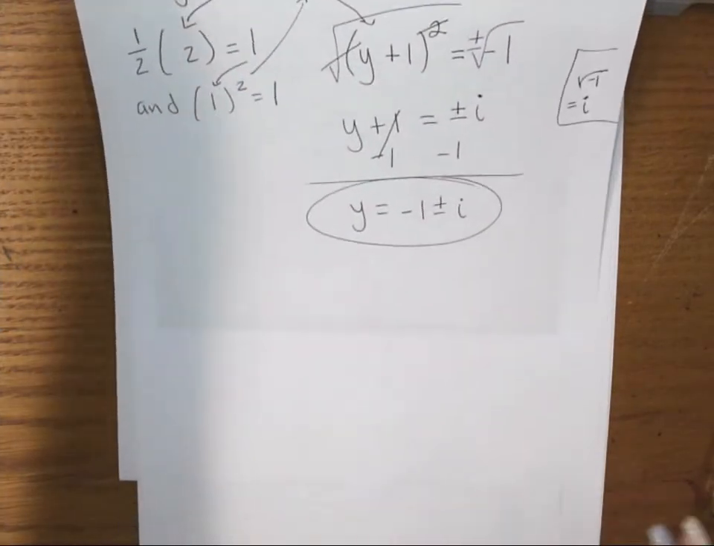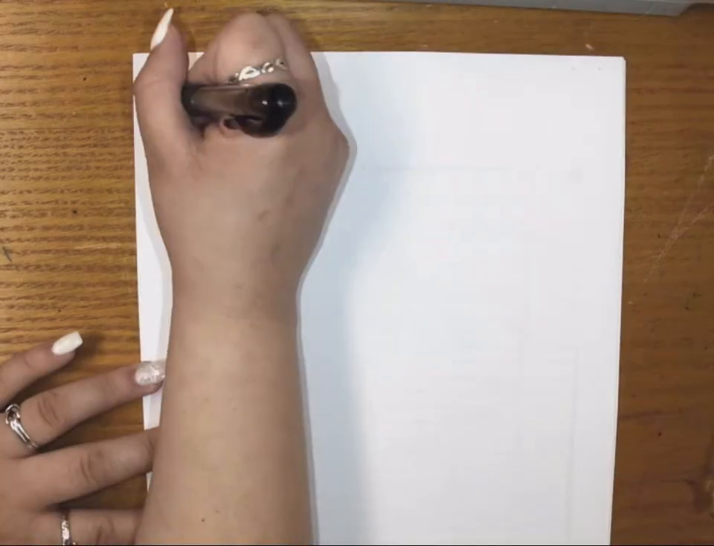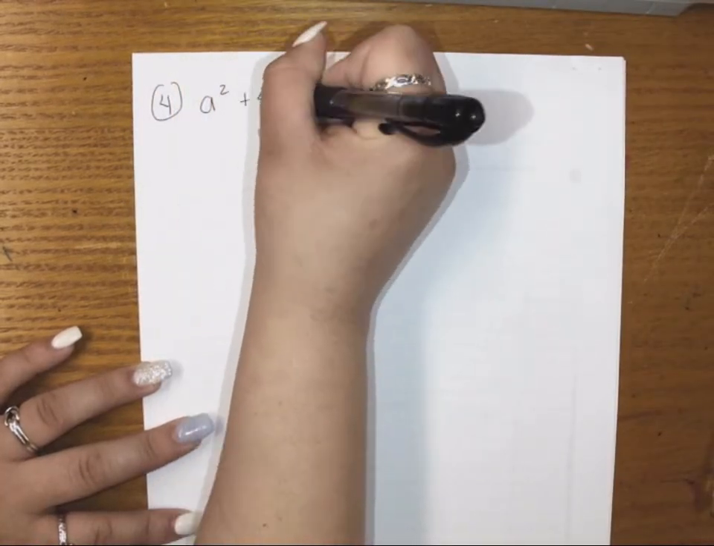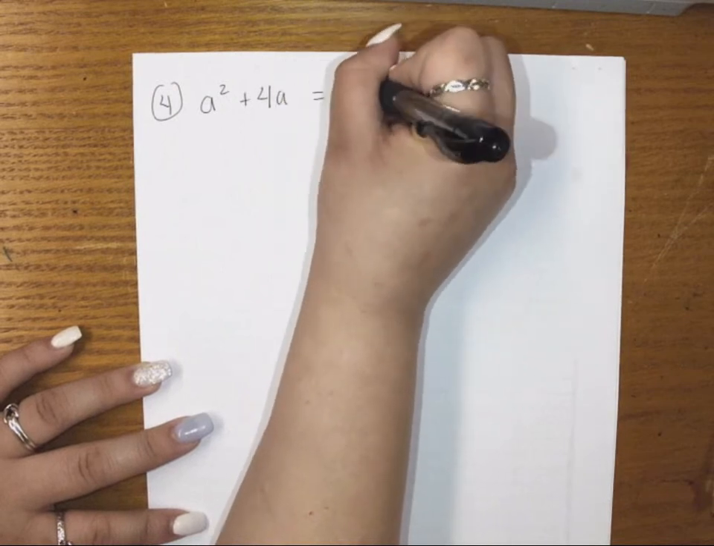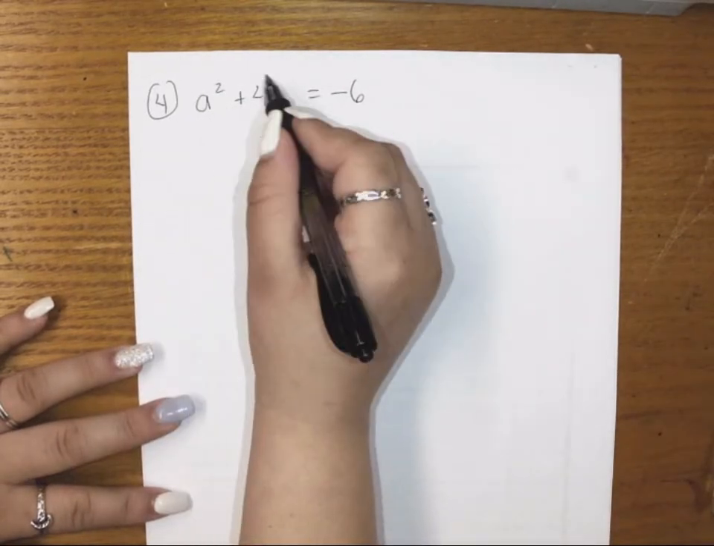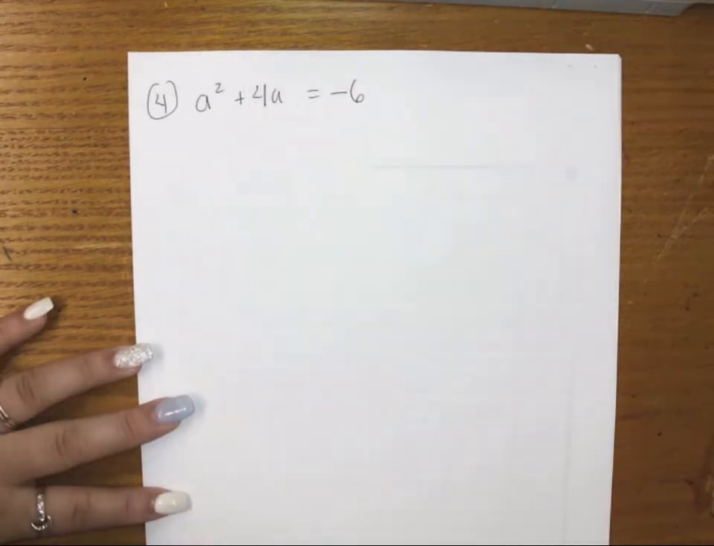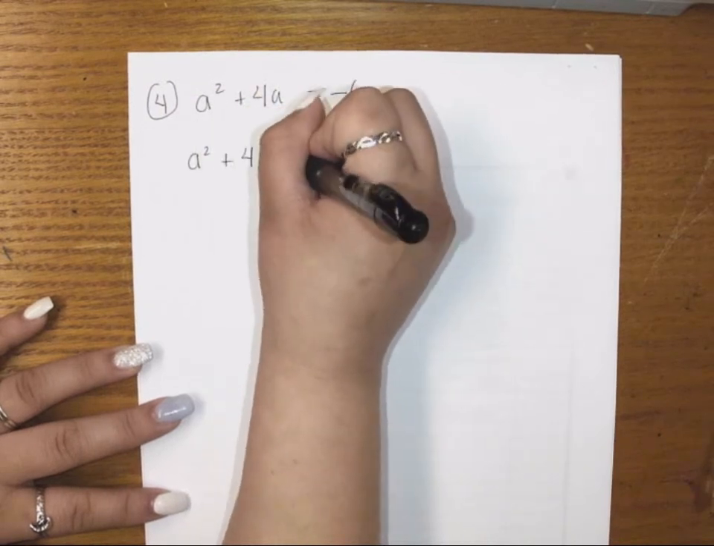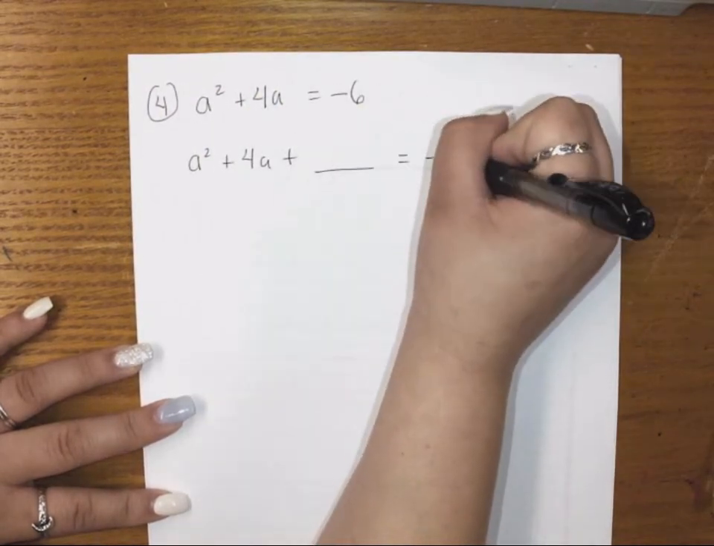I have one more. Let's do one more for this section. So let's say we have a squared plus 4a equals negative 6. We don't have to move anything, since our a squared and our 4a are already by themselves. So we simply write a squared plus 4a and we get ready to complete the square.